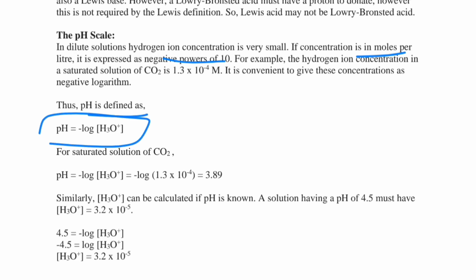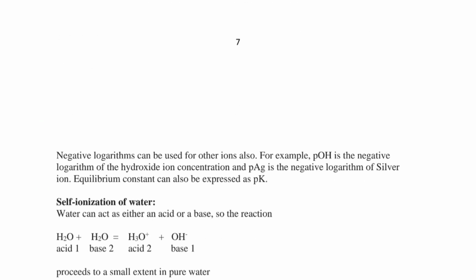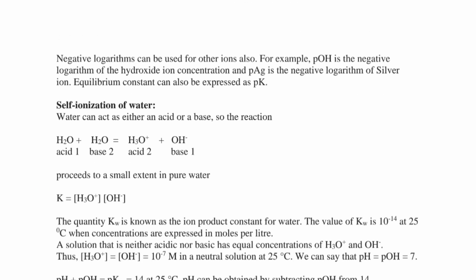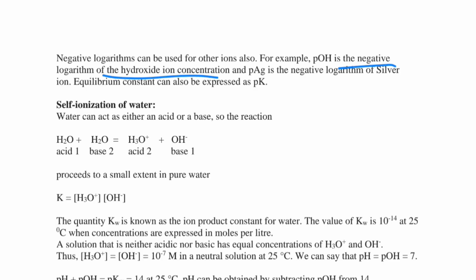pH is this formula. You can use this formula for calculations. Water's self-ionization gives H positive and OH negative ions when it dissociates. pOH is the negative logarithm of the hydroxide ion concentration, but pH is the negative logarithm of the H positive ion concentration.